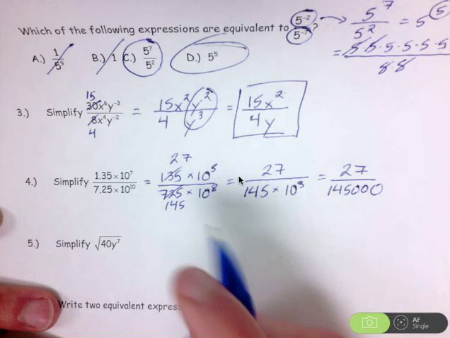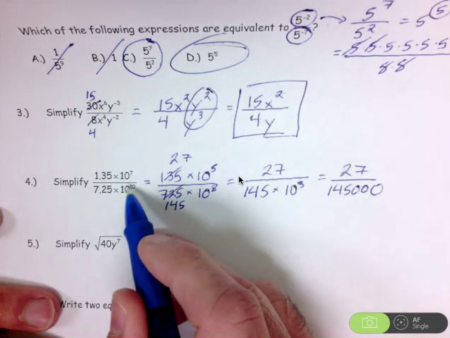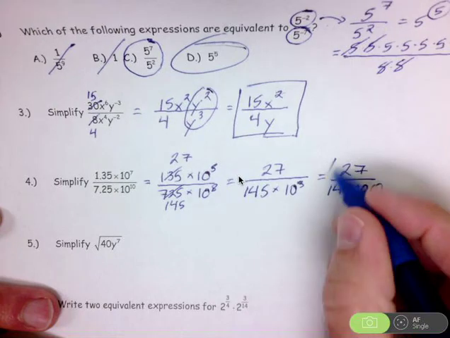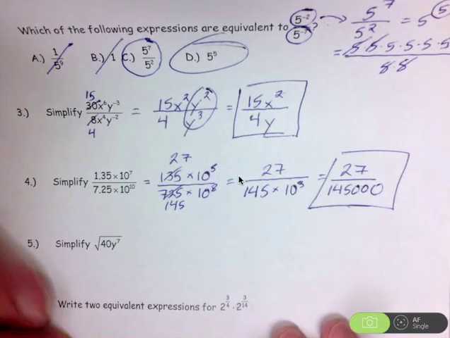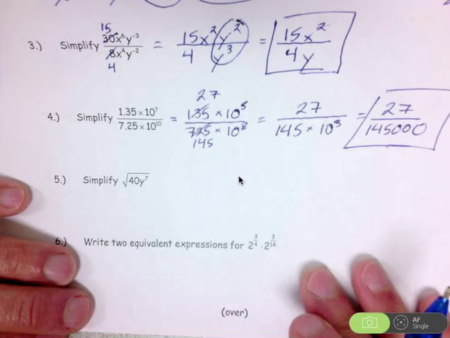So that's kind of a goofier question. The idea is just to recognize that you're working with powers of 10, and you can use some of your exponent properties to try and make things a little simpler. So simplifying radicals.